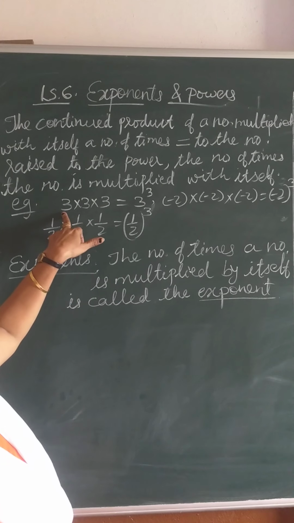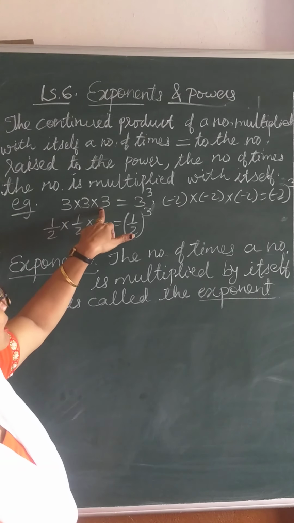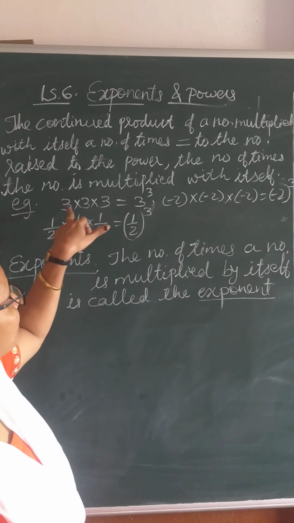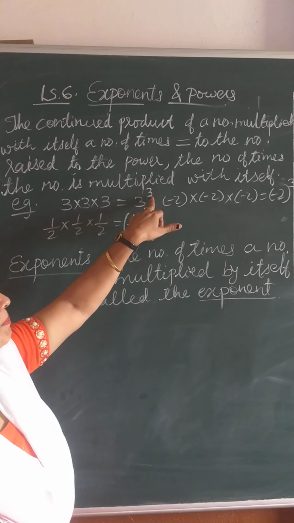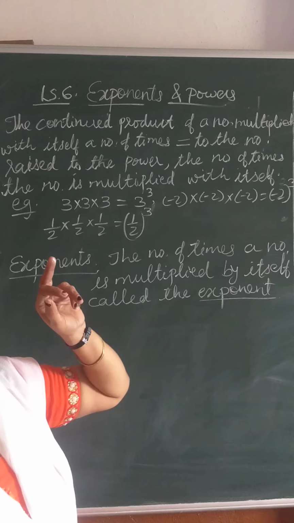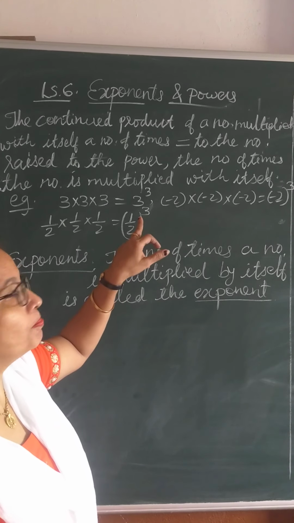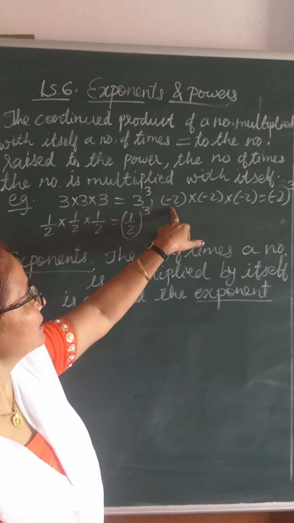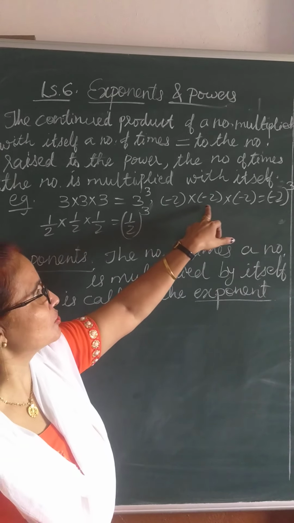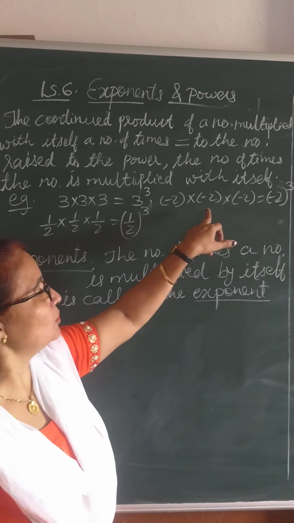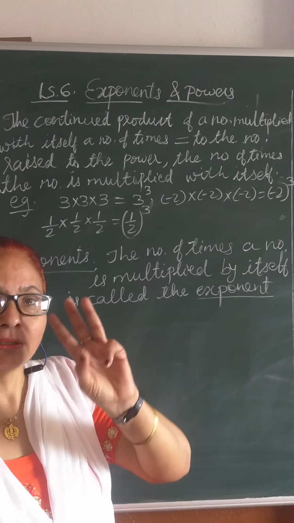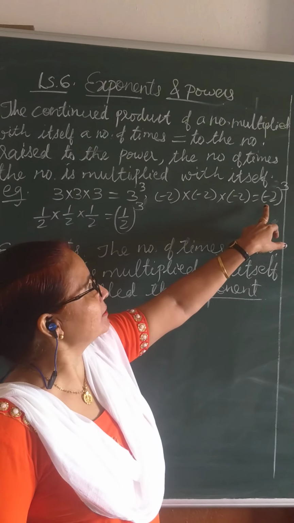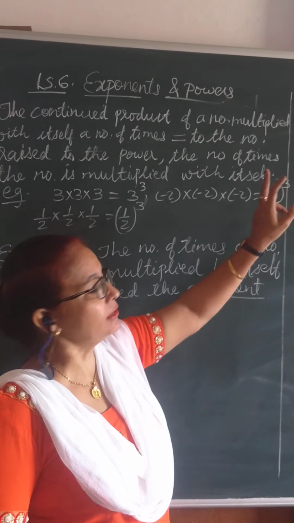So here, as you can see in the examples, 3 is multiplied by itself how many times? 3 times. So it will be 3 cubed. When the power is 3, we can say cubed, C-U-B-E-D. Now here you can see, children, minus 2 into minus 2 into minus 2. Again, this minus 2 is continuously multiplied how many times? 3 times. So what can we write? Minus 2 raised to the power 3.